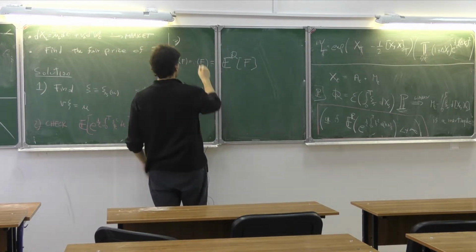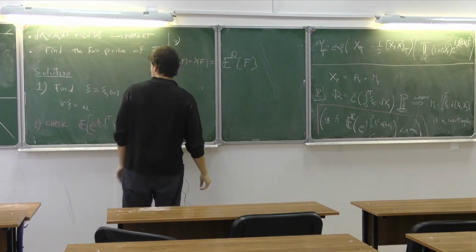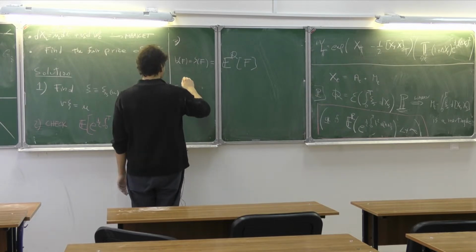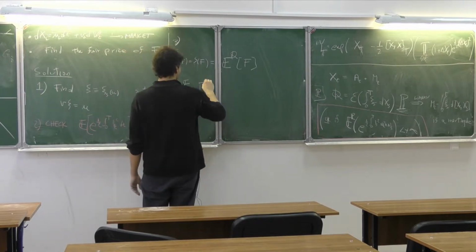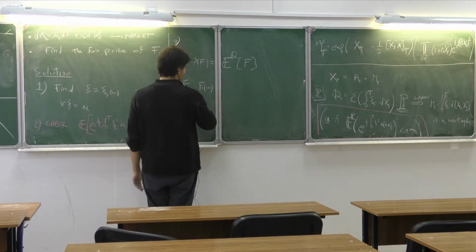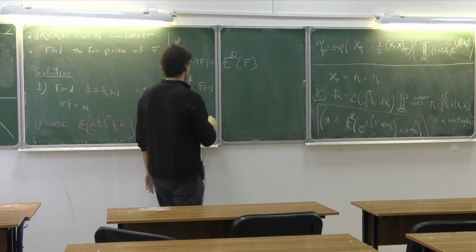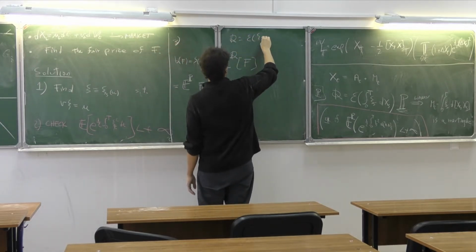Thanks. And this will be just the expected value of f with respect to p, if you want to write it, which is not necessary. So q is p of c.